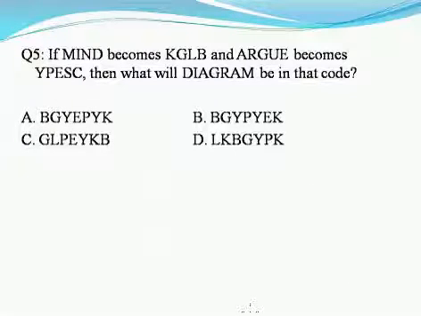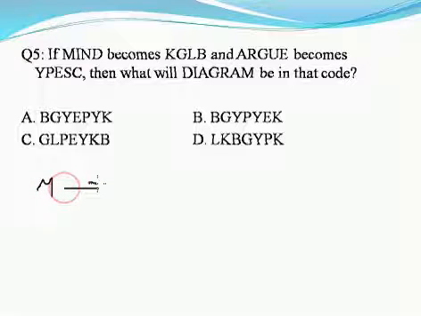Moving on to the next one, this is the last question, question number 5. It says, if mind becomes KGLB and argue becomes YPESC, then what will diagram be in that code? Okay, very simple. We'll start with the first one, which is M. M has been encoded as K. So K, L, M, we are going backwards, so first I'll put a minus sign. How many jumps are we getting? K, L, and again M. So one letter is here. So we are getting a key of -1.